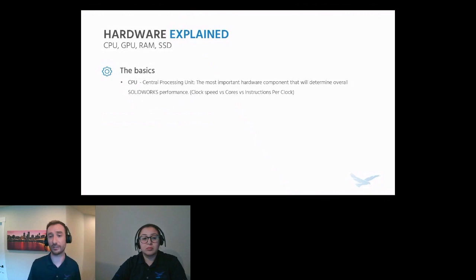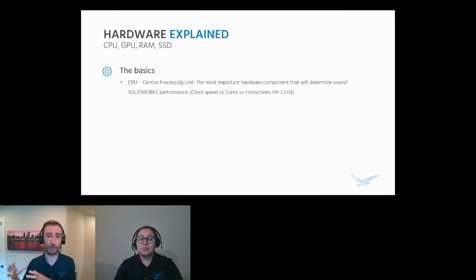Really, I'm going to start in order of importance, and the most important thing is the processor, or the central processing unit. This is going to determine overall the performance that you're going to get in SOLIDWORKS out of your computer. It's the most important decision you can make, typically, when you're speccing out your next computer build. There are three main components of a processor that will determine its performance. There's the clock speed, the speed at which one core can operate. You'll usually see a base speed, and then a turbo boost speed, which is its maximum performance.